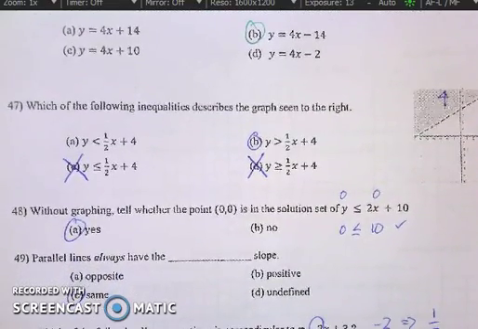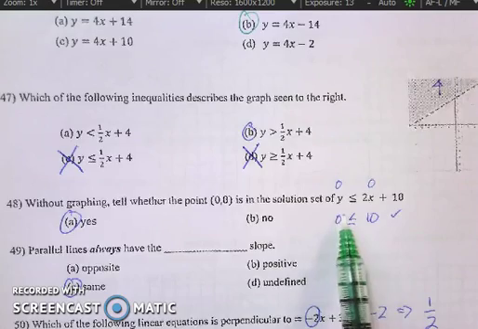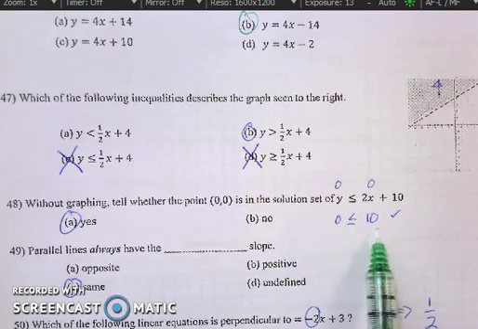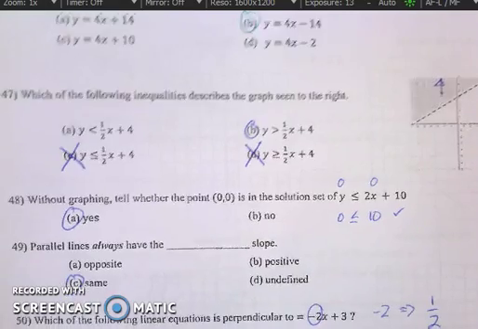Without graphing, tell if this point is a solution or not. We plug in 0 and 0, and I'm left with 0 is less than or equal to 10, which is true, so the answer is yes.